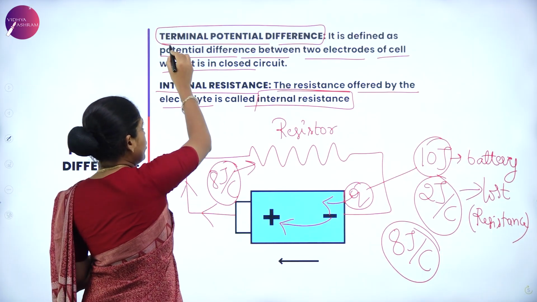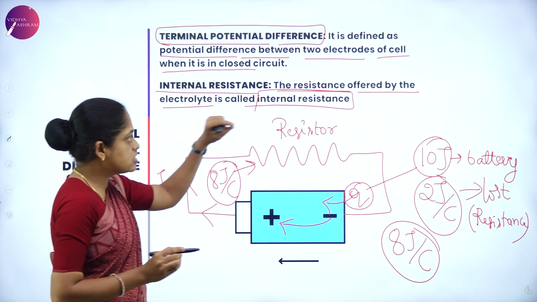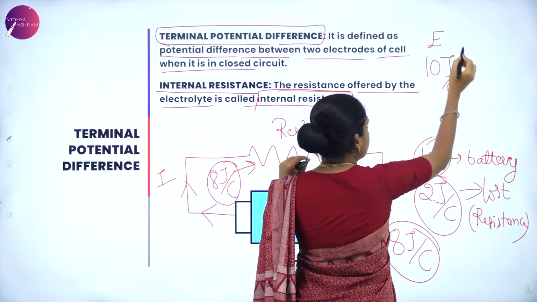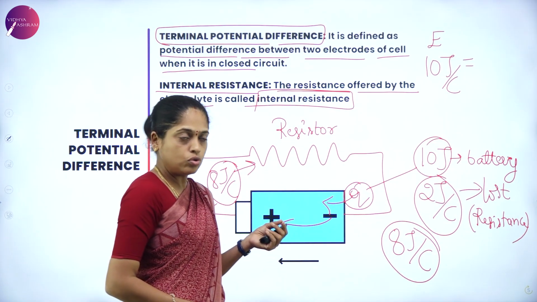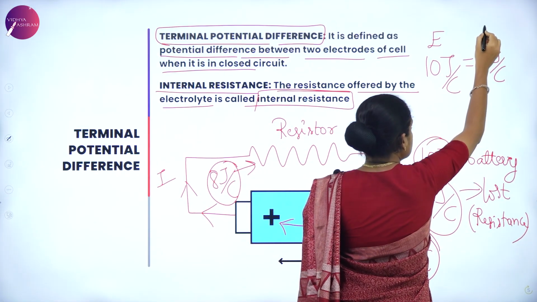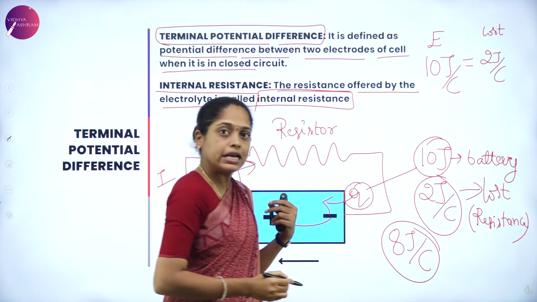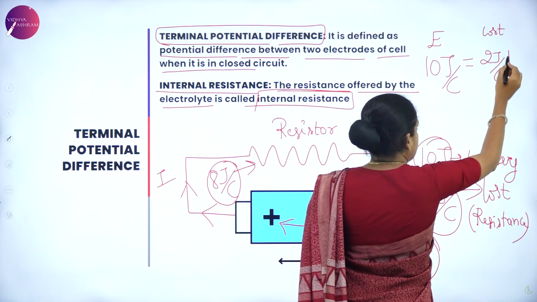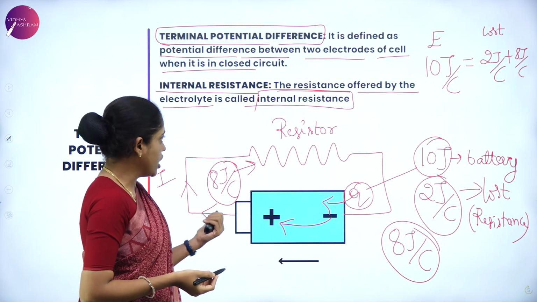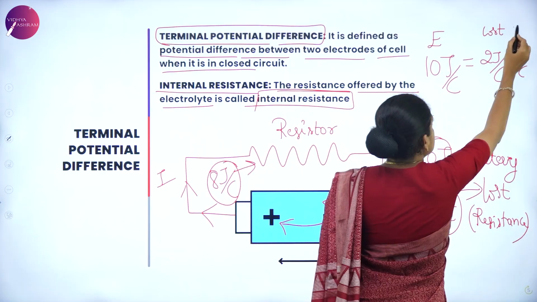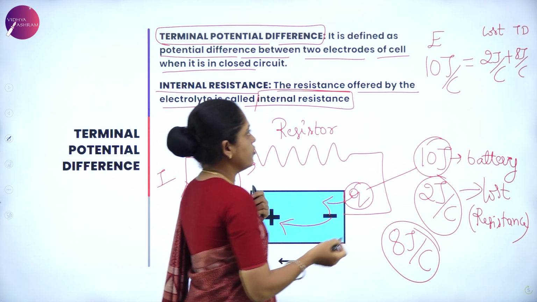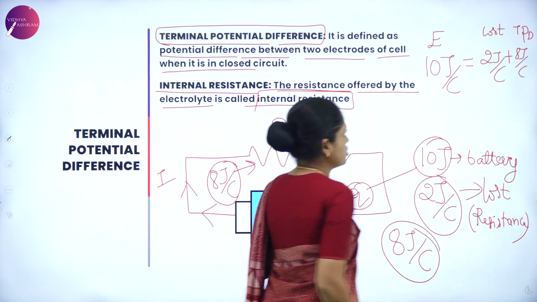This 8 joule is known as terminal potential difference. So, maximum energy supplied by the battery is 10 joule per charge, which is EMF. 2 joules per charge is lost due to internal resistance of the battery, plus the 8 joule is the rest of the energy for the charge, which is available for the external circuit, like for the passive component, that is known as terminal potential difference.